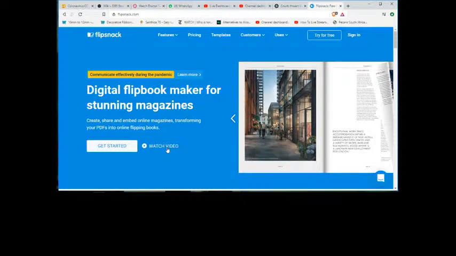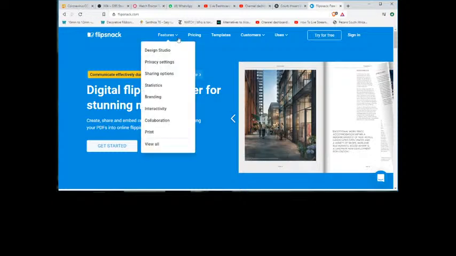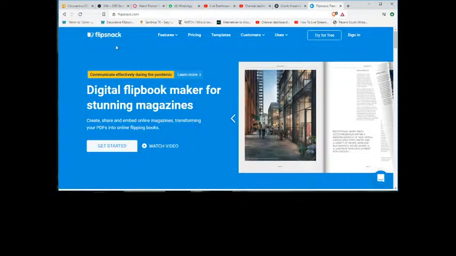So I'm not going to play the video for you because the video is on the platform. But what I will do is show you the features. It has a design studio. You can set the privacy. You can share. It gives you stats. It gives you branding options. It gives you interactivity and collaboration. So many of you can work on the same magazine, and you can print them. So this is FlipSnack. It is an online platform for creating a magazine.